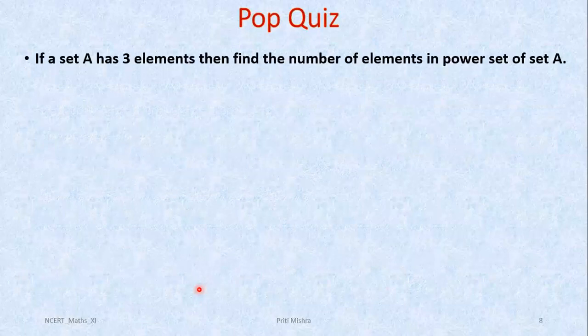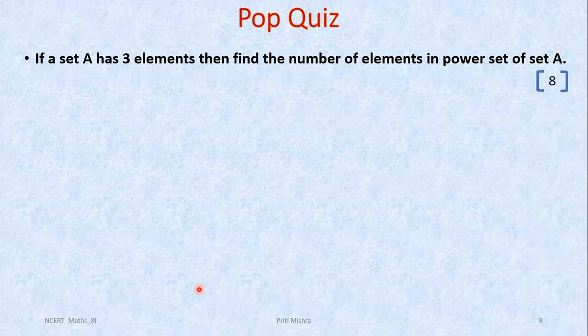Now let's have a pop quiz. Get ready. The first question is: if a set A has 3 elements, then find the number of elements in the power set of set A. How many elements will you have? Very simple question. Find it out. Done. The answer is 8, because 2 to the power 3 is equal to 8.